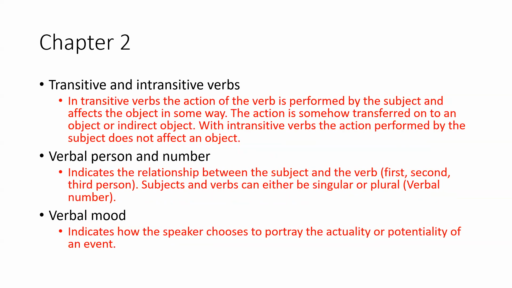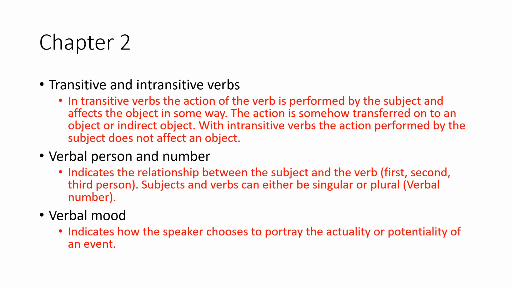Transitive and intransitive verbs. With transitive verbs, the action of the verb is performed by the subject and it affects the object in some way. The action is somehow transferred onto an object or an indirect object. With intransitive verbs, the action performed by the subject does not affect an object.